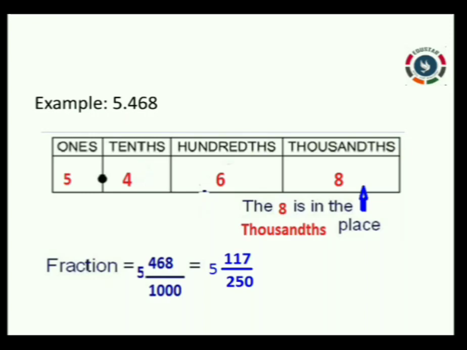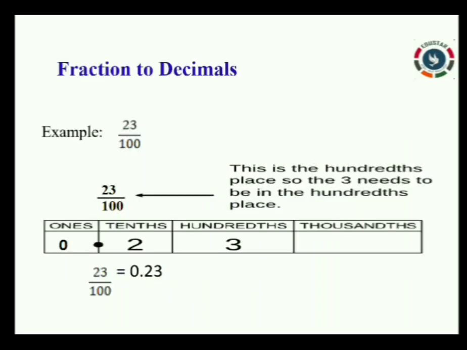This will divide by 4. You will get the answer as 117 divided by 250. So 5.468, right, is equal to the mixed fraction 5 and 117 divided by 250. Next topic is fractions to decimals.